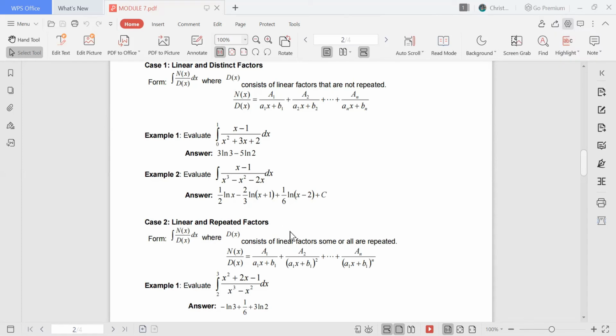So again, case 1: linear and distinct factors. Case 2: linear and repeated factors. So let's have an example.